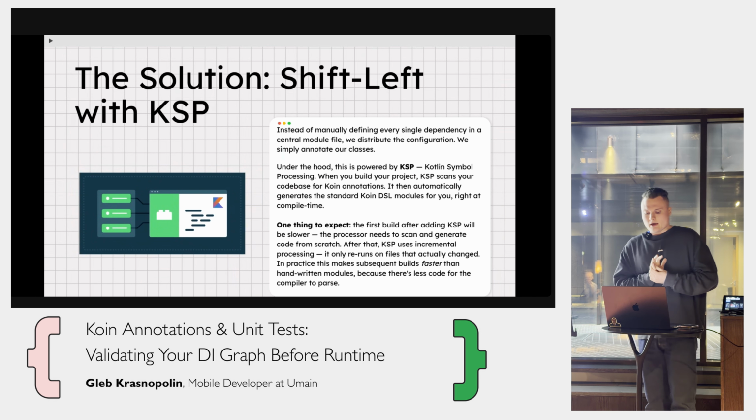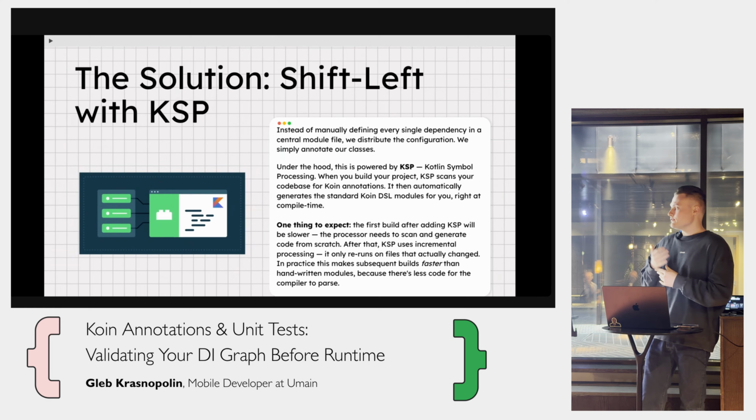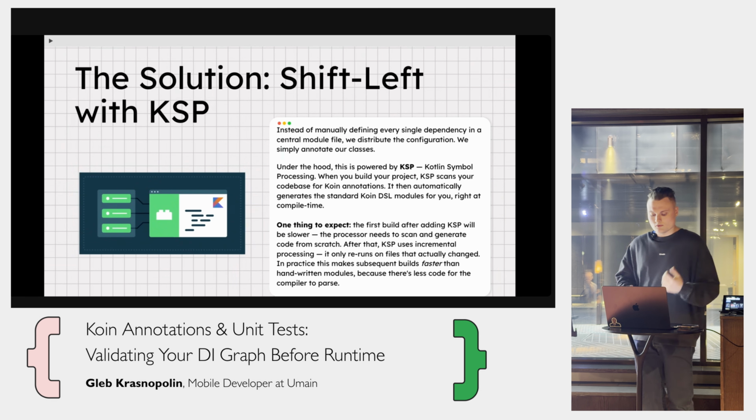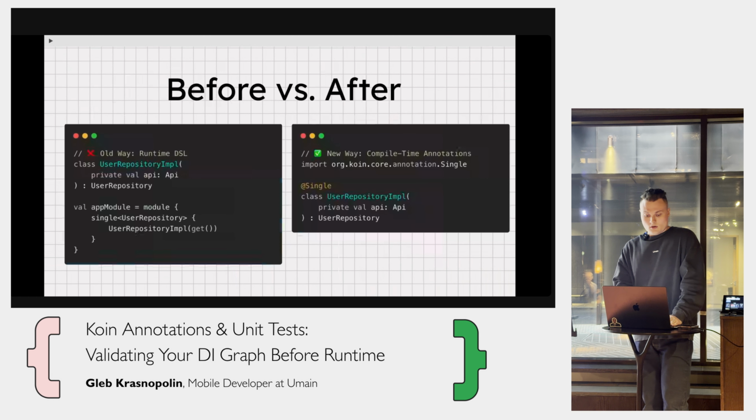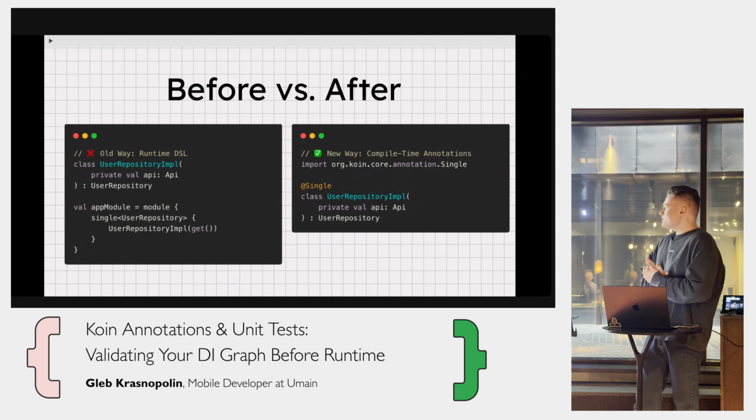One thing to expect, the first build after implementing KSP in your project will be slower. The processor needs to scan and generate code from scratch, but after that, the average build generation will be even shorter than you used to have. So how does it look in the code?